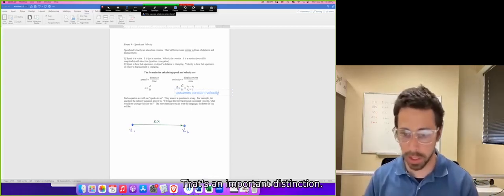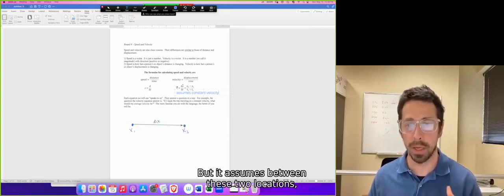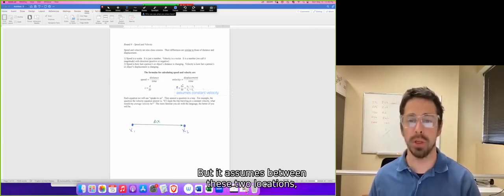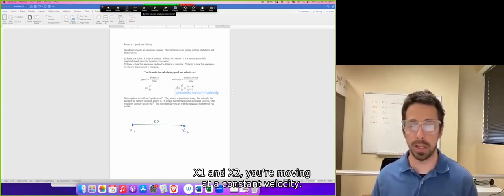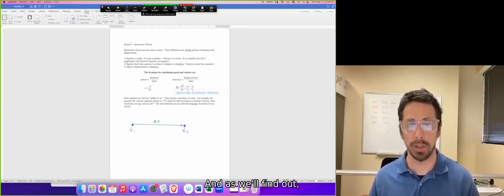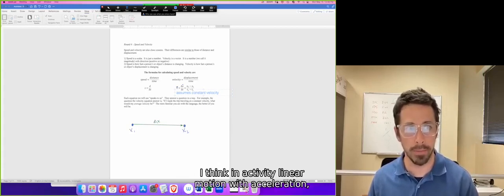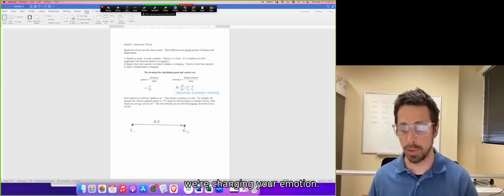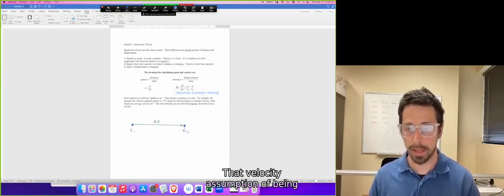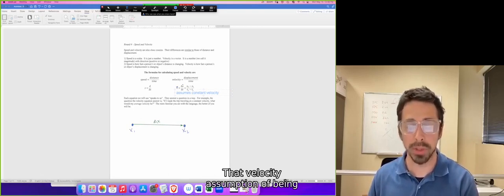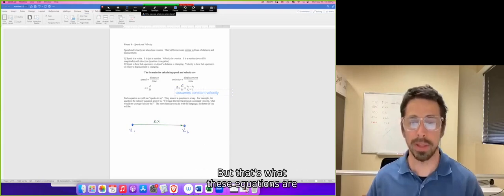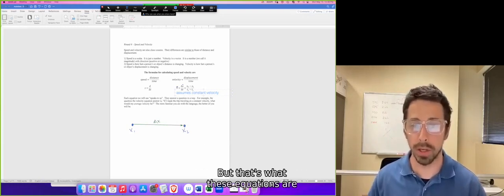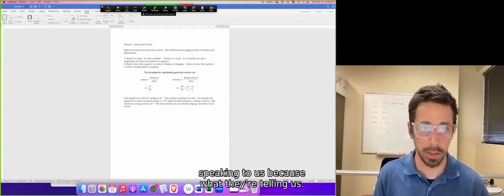That's an important distinction. It's a fundamental equation, but it assumes that between these two locations, x1 and x2, you're moving at a constant velocity. And as we'll find out, I think in activity, linear motion with acceleration, right, where you're changing your motion, that velocity assumption of being constant is sometimes good and sometimes not good, right? But that's what these equations are speaking to us. That's what they're telling us.